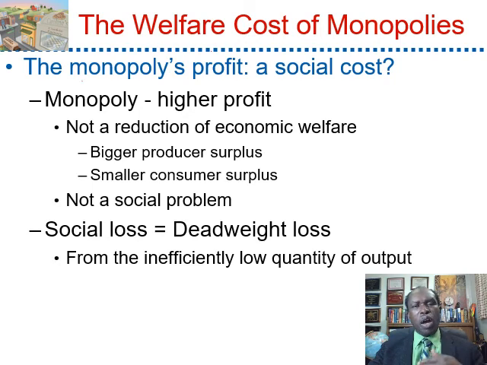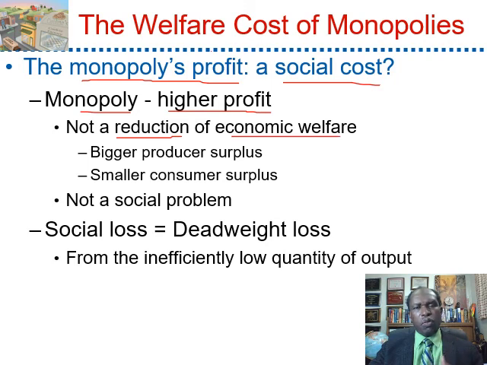So is the monopoly profit a social cost? The monopoly gets higher profit, but this is no reduction of economic welfare. This means that producer surplus is bigger and consumer surplus is smaller, and this is not a social problem. The social loss is equal to the deadweight loss from the inefficiency of the low quantity of output.